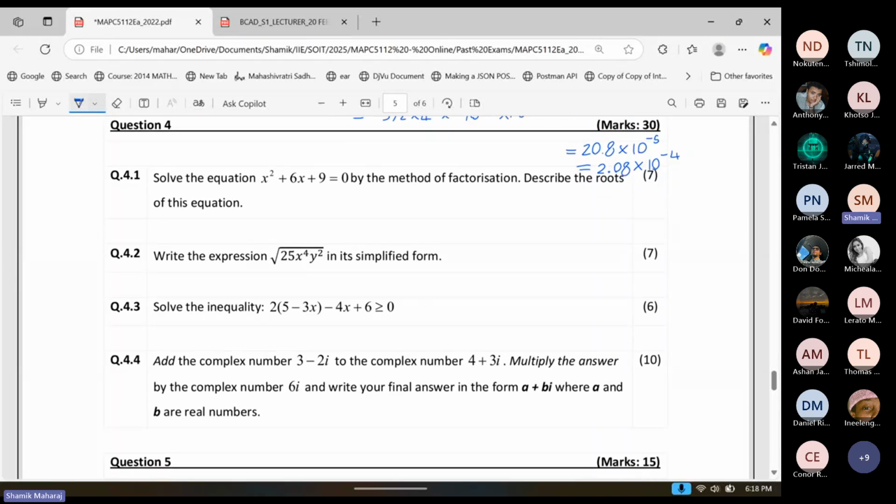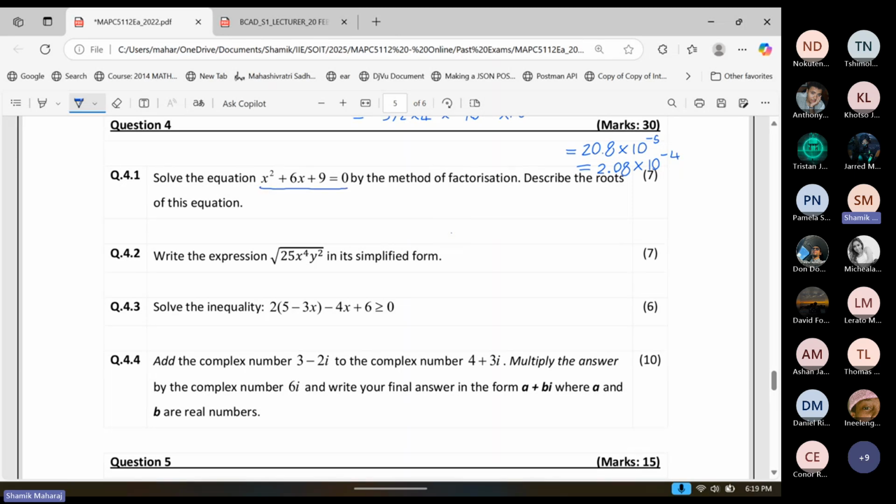All right, 4.1, solve by method of factorization, describe the roots. Okay, you see things like this, they make mistakes, and they mentioned to us afterward that this was a mistake. Describe the roots of this equation, but it was not part of our syllabus. So when I mark this, I imagine that wasn't there, right? You just need to find the roots. We can describe it for fun, but yeah.